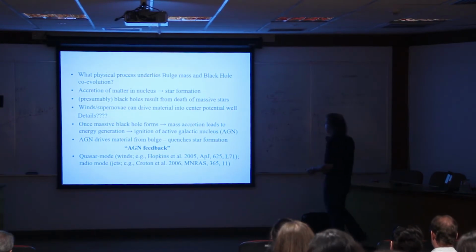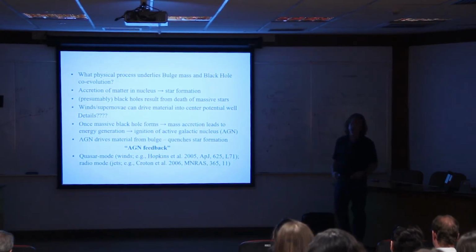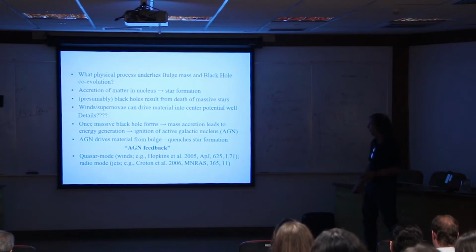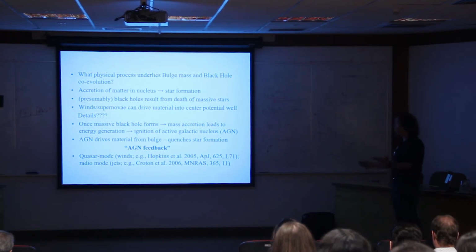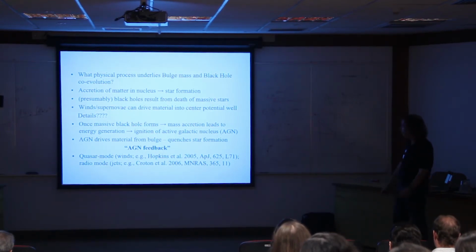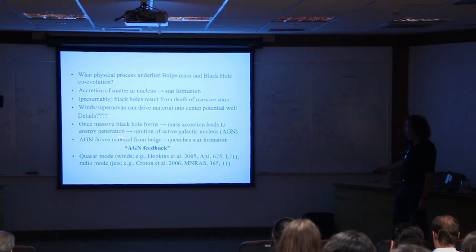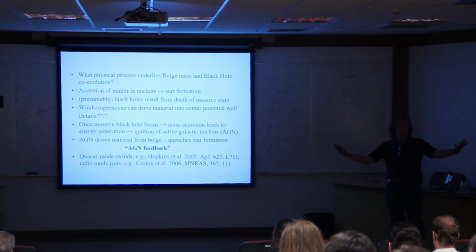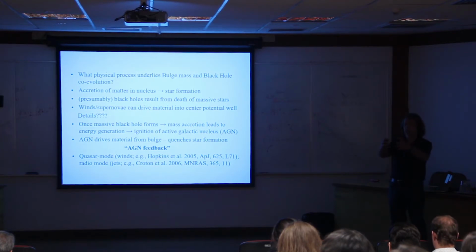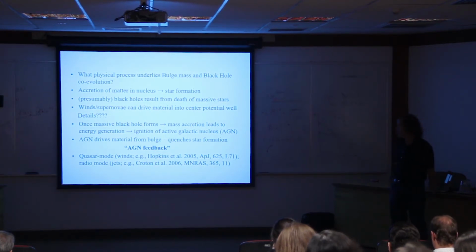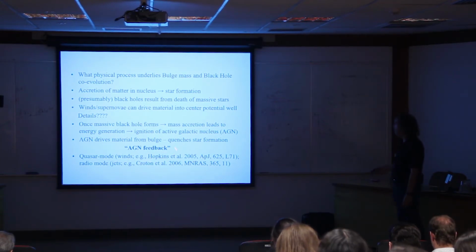And so presumably stars die off, you get winds from stars, somehow that mass accumulates in the center, and then the mass falls in the center well, and you get a massive black hole forming, and it gets bigger and bigger as more stars come in, and eventually what happens is you get an AGN, and the AGN lights up, drives material out of the bulge by radiation pressure or jets, and the thing freezes. So you no longer make the black hole mass bigger, and you stop making stars. This is called AGN feedback.